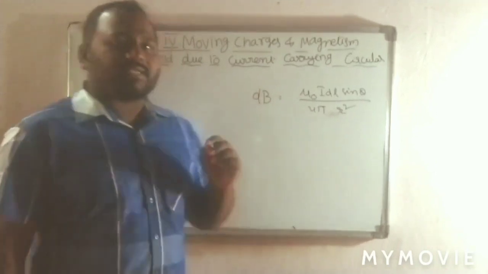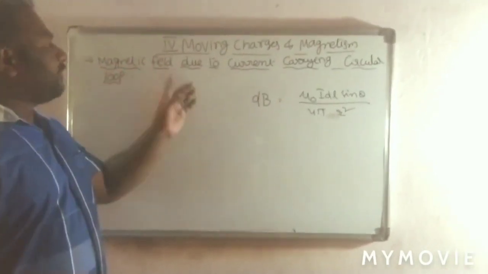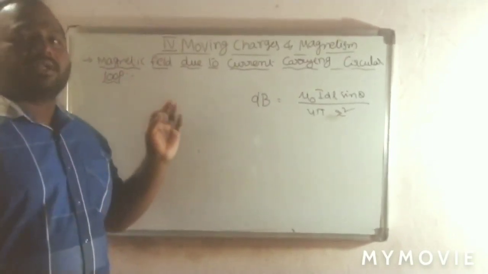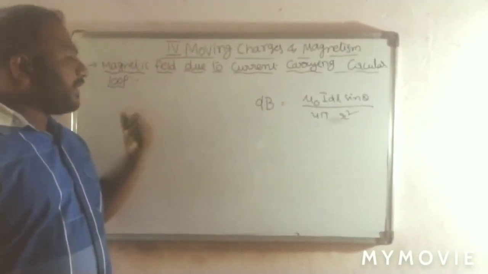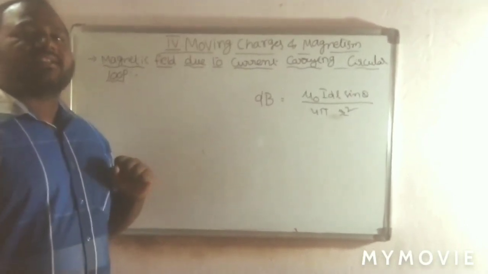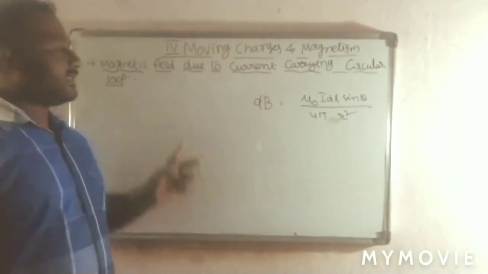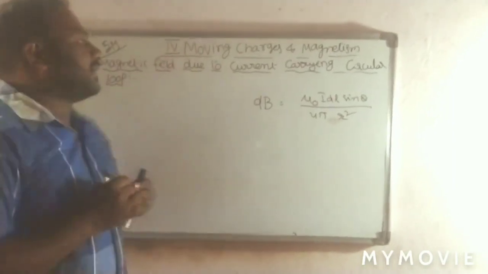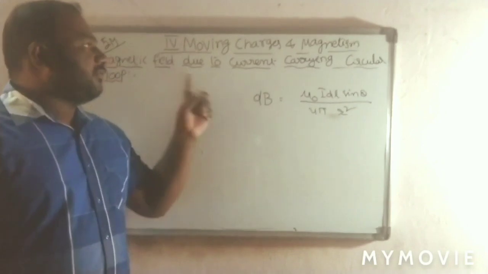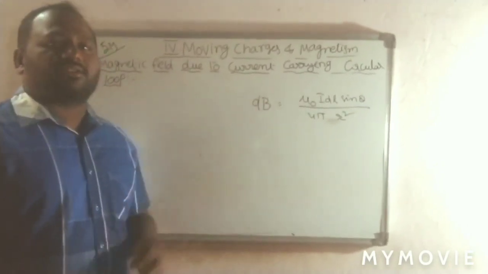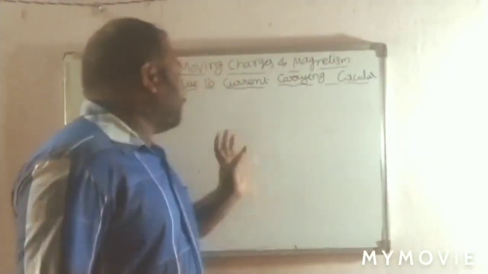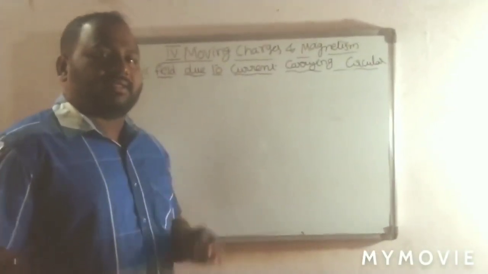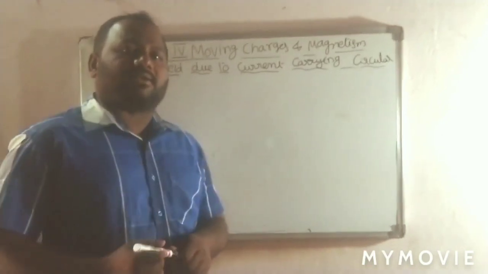Now we are going to discuss the magnetic field due to a current carrying circular loop. That is, whenever a circular loop is taken, what is the magnetic field given by that? This is an important 5-mark question, a number of times repeated question. First I draw the diagram, how to draw the circular loop and how to calculate the magnetic field due to that circular loop.